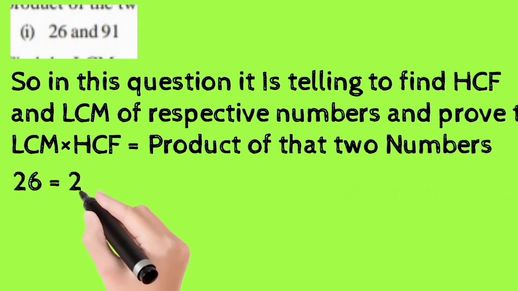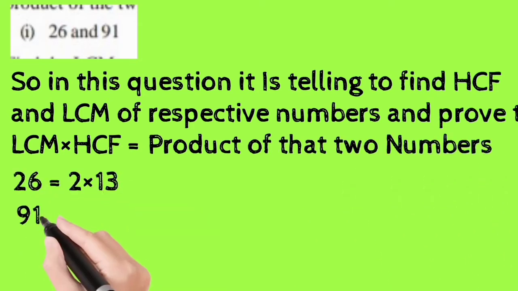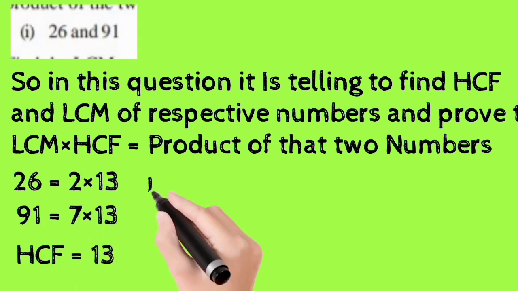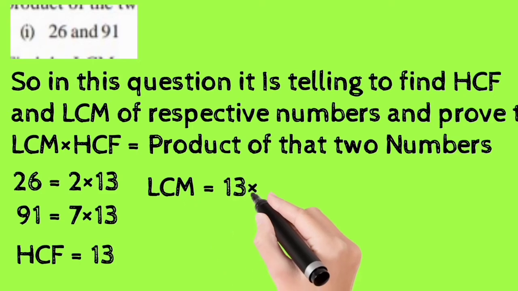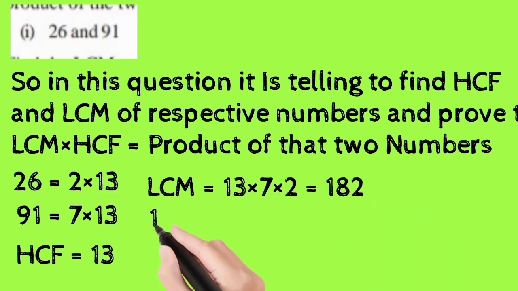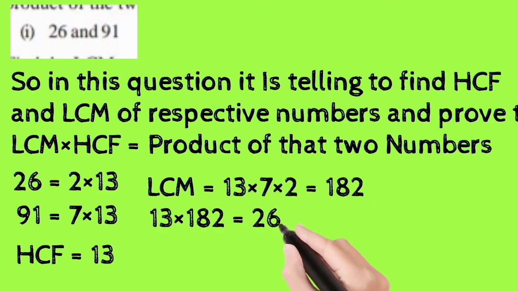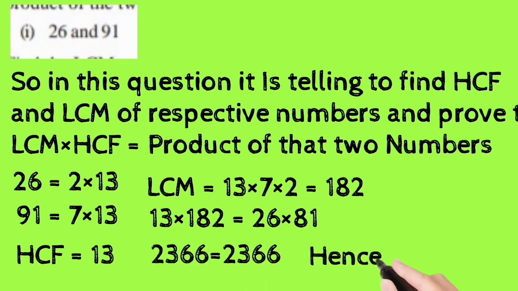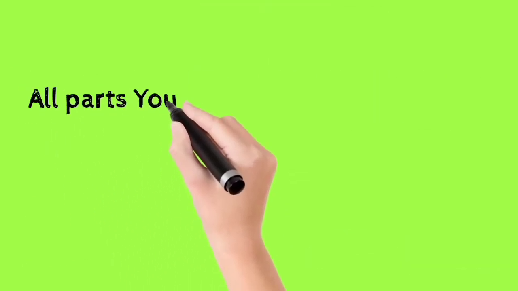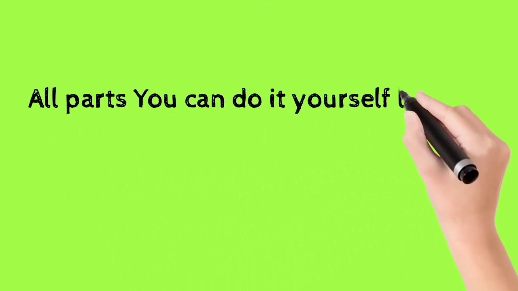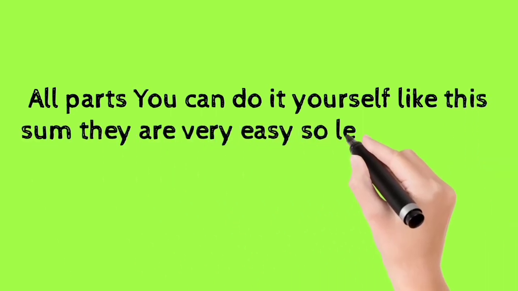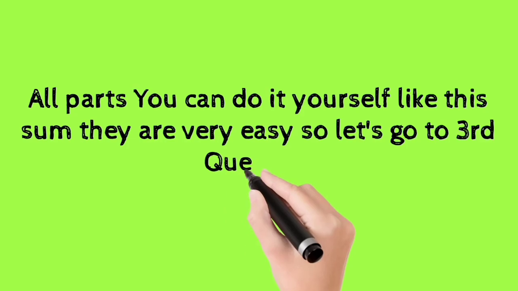So 26 is equal to 2 into 13, 91 is equal to 7 into 13. So HCF is 13 and LCM is equal to 2 into 7 into 13, which is 182. So 13 into 182 is equal to 26 into 91, 2366, hence proved. All parts of this question are very easy, so you can do them yourself like this sum. So let's start our third question.